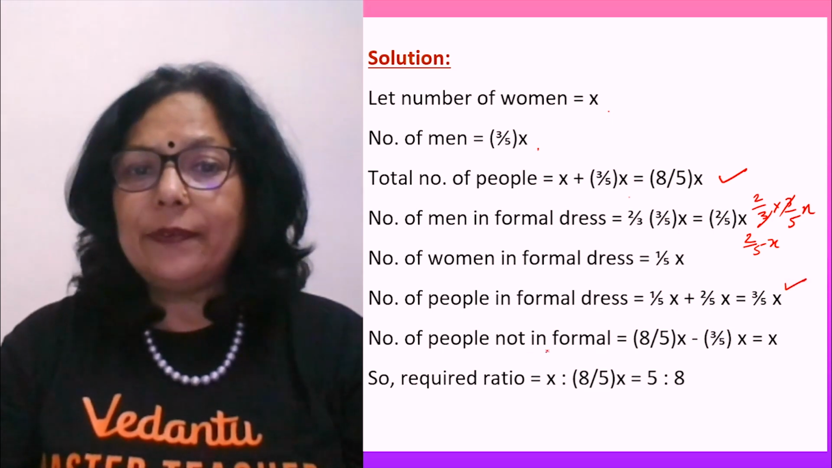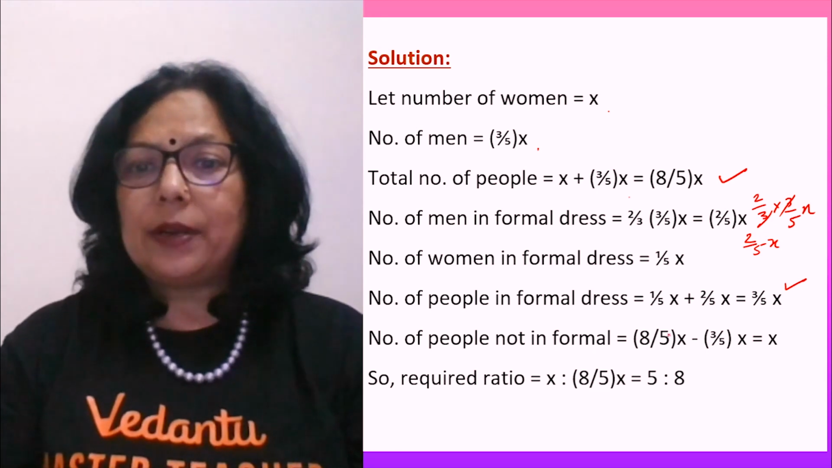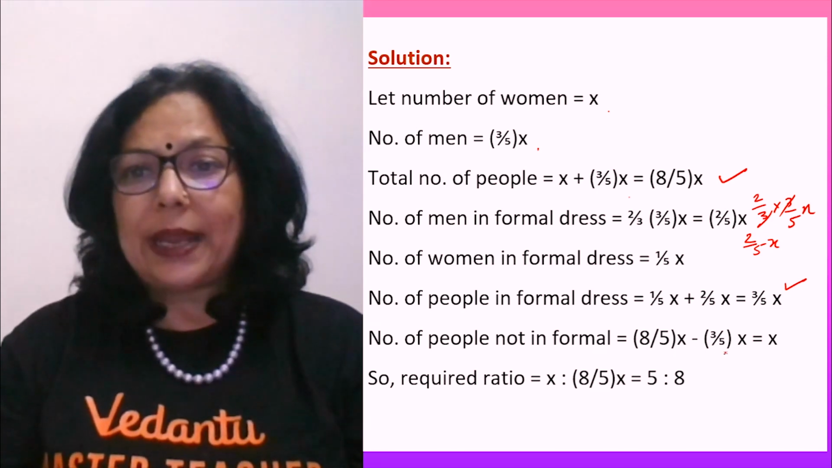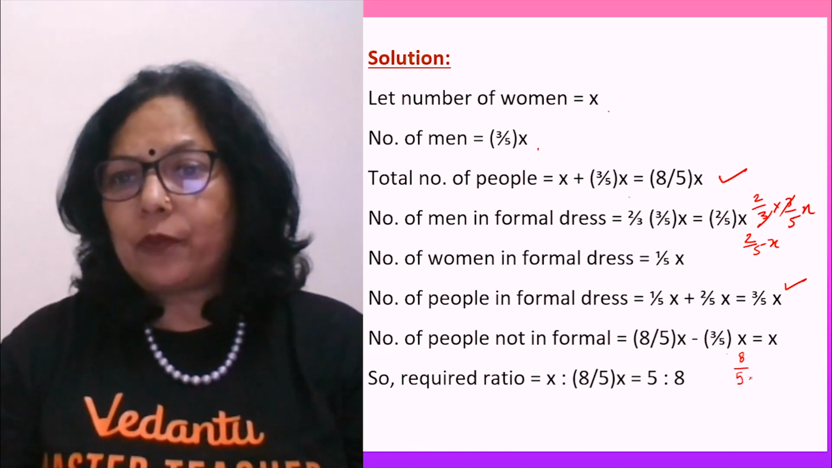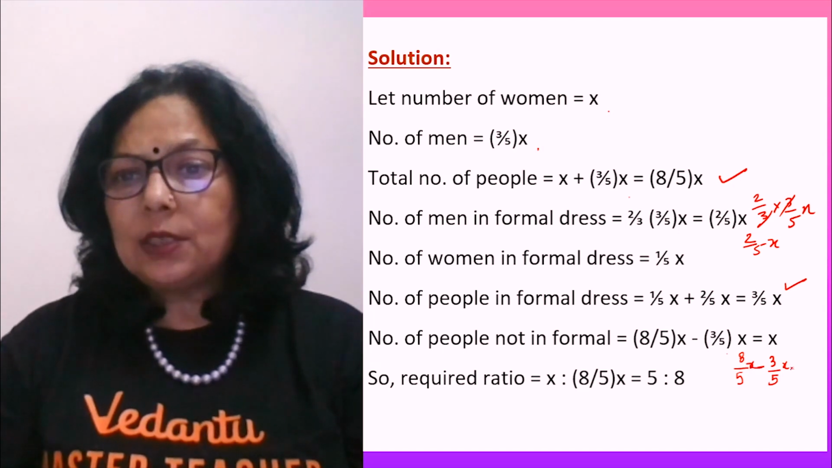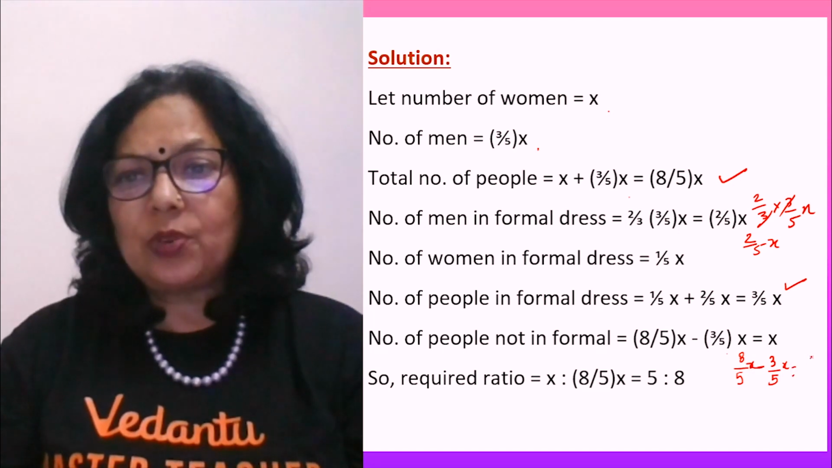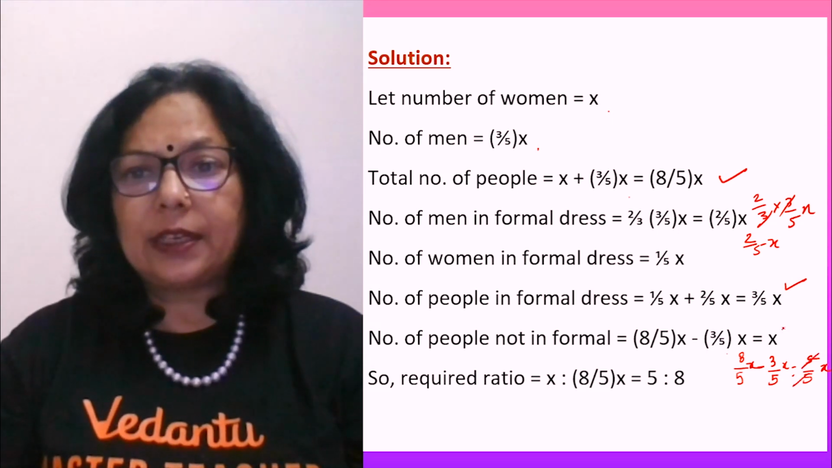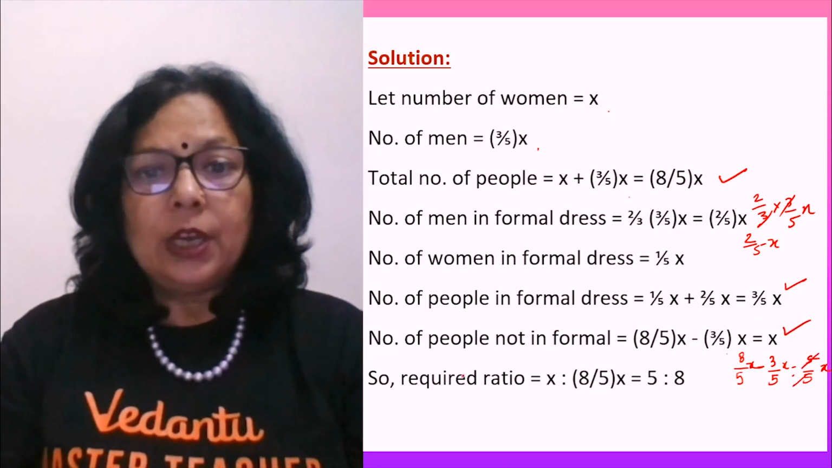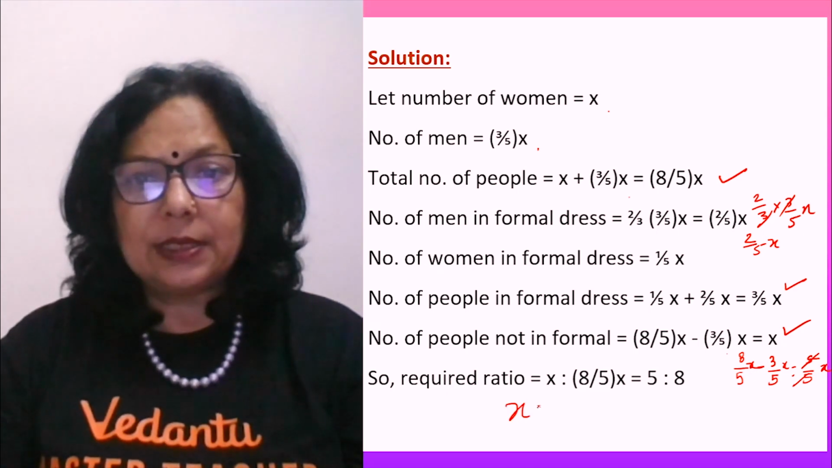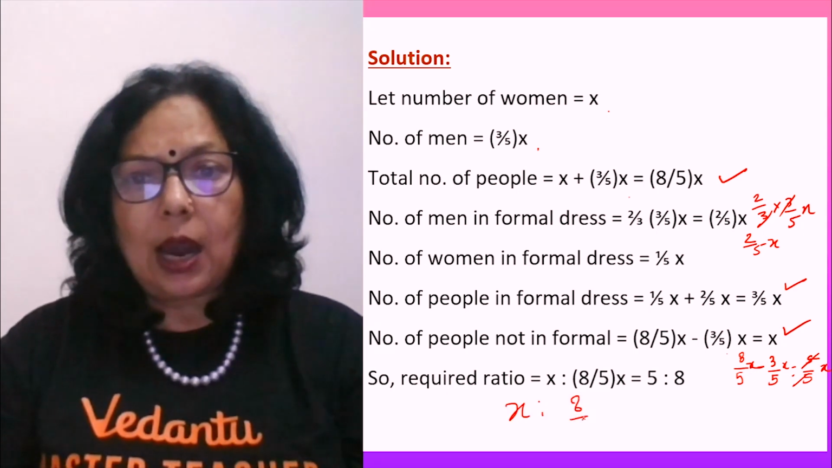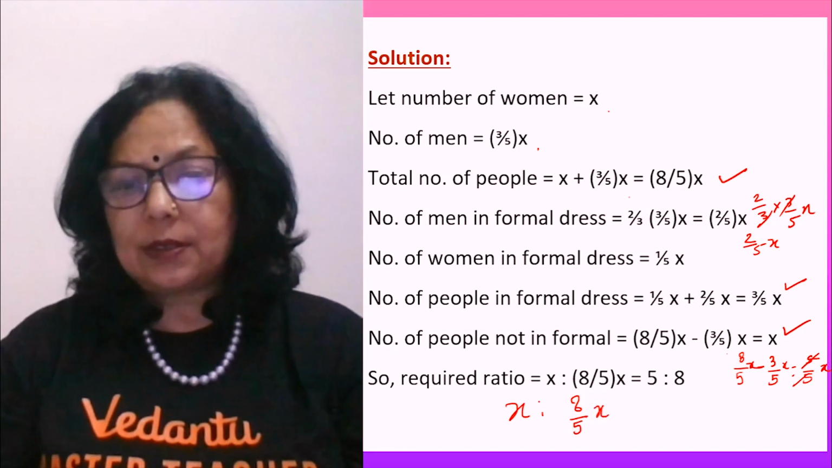Now how many are left who are not wearing formal dress? 8 by 5x minus 3 by 5x. When you subtract 8 upon 5 minus 3 upon 5x, what are you getting? 8 minus 3 is 5 upon 5x. 5 gets cancelled, that gives you x. So the required number not wearing formal is x. Total are 8 by 5x.